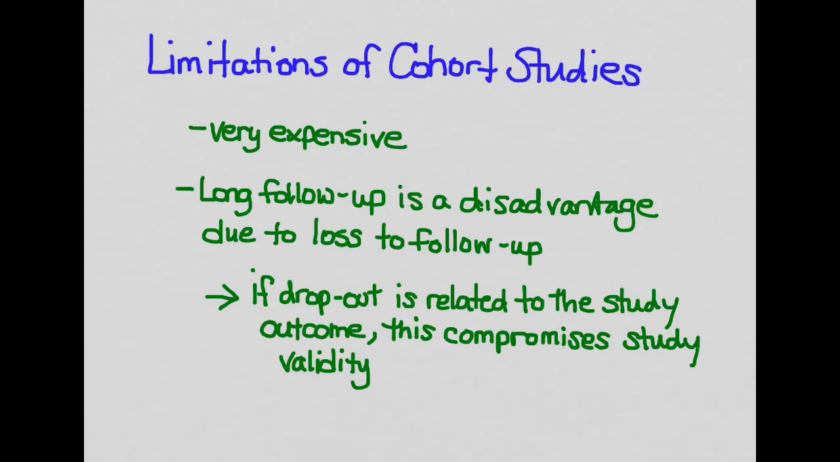If dropout from the study is related to the study outcome and/or the exposure, this compromises the study because you may have differential dropout in each arm, and therefore it compromises your ability to see the true relationship between the exposure and the outcome.